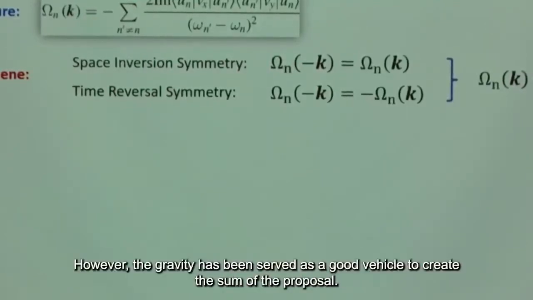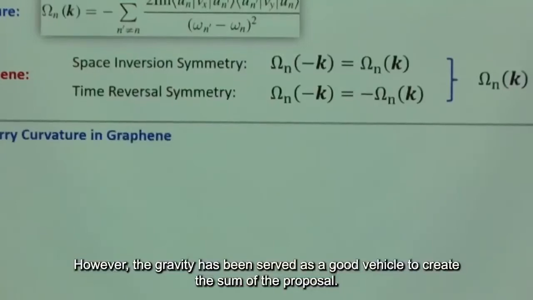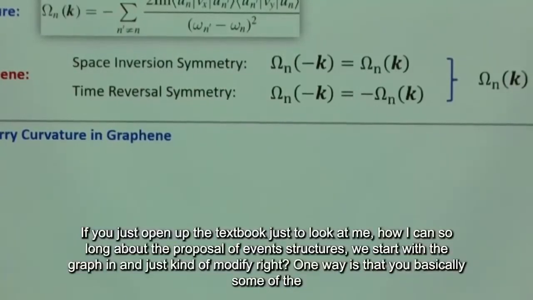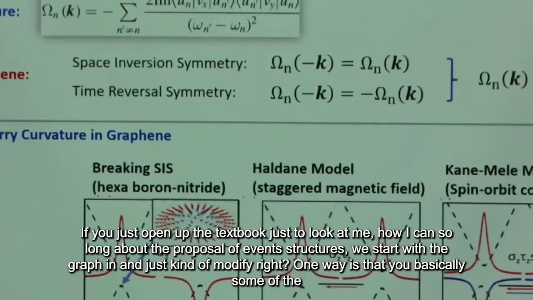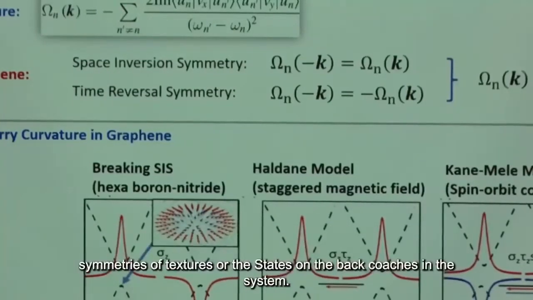However, graphene has served as a good vehicle to create some of the topological models, right? If you open up the textbook to learn about the topology of band structures, often we start with graphene and modify it. One way is to break some of the symmetries of graphene and then create some of the topological textures or states or Berry curvatures in the system.